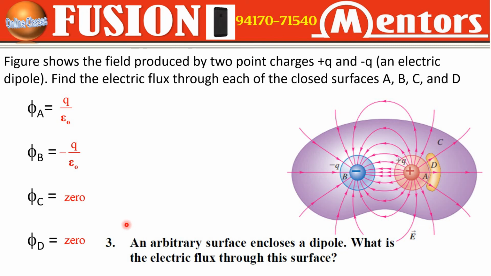Similarly, there was question number 3 in the given assignment to you. An arbitrary surface, meaning an imaginary surface, encloses a dipole. Now you know the answer. What is the electric flux through the surface? So in the question we are basically referring to surface C. C encloses a dipole, the total charge enclosed is 0. That means electric flux is equal to 0.